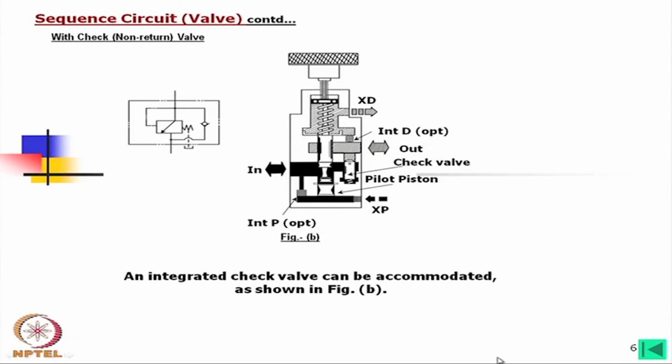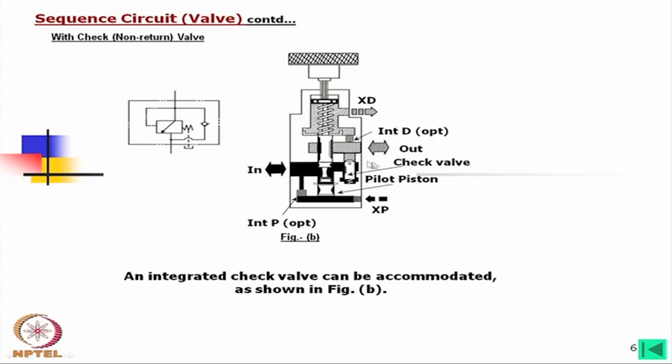Now, this is the same valve, if you look into this construction, what we find here, only a check valve is used there, otherwise construction wise it is the same as before. Now, once we use this check valve, what you find is that the flow is in from both the sides and out from both the sides.